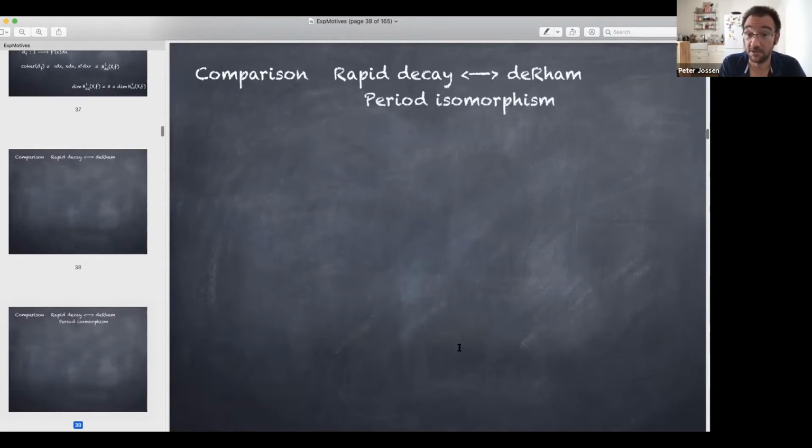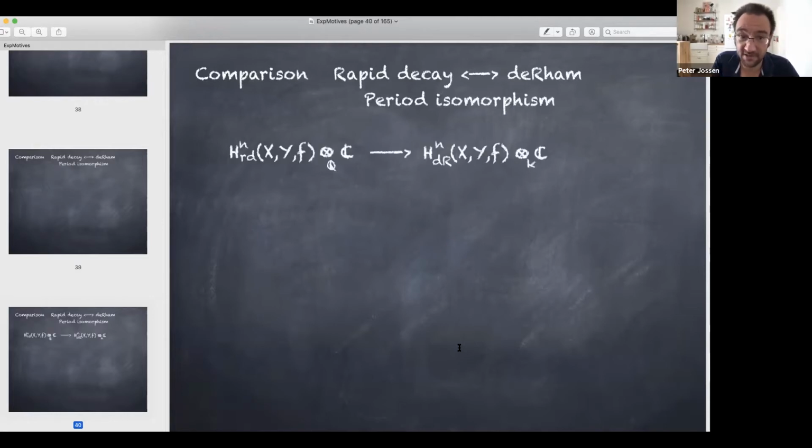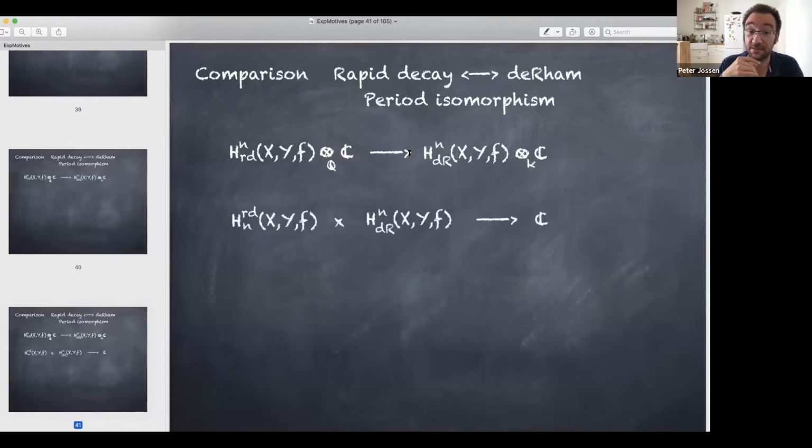This comparison is called the period isomorphism. And it's an isomorphism between the rapid decay cohomology tensor the complex numbers and the de Rham cohomology tensor the complex numbers. Because you see, rapid decay cohomology is a Q vector space, and the de Rham cohomology is a K vector space. So you cannot, I mean, you're comparing apples and bananas here. So in order to put this on a common denominator, just tensor both sides with C. And then what I say is that there is a natural isomorphism between the two, which implies, of course, the equality of dimensions.